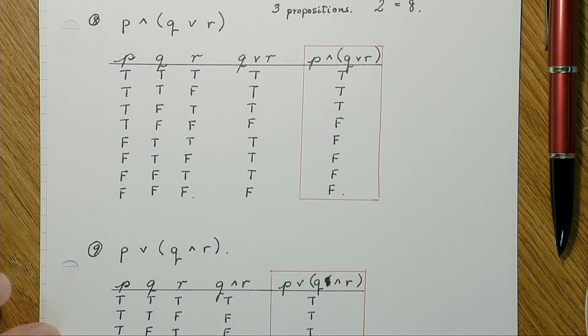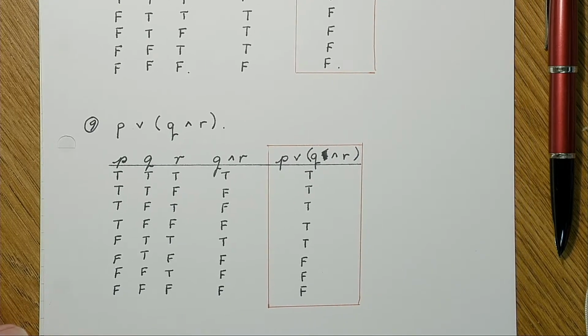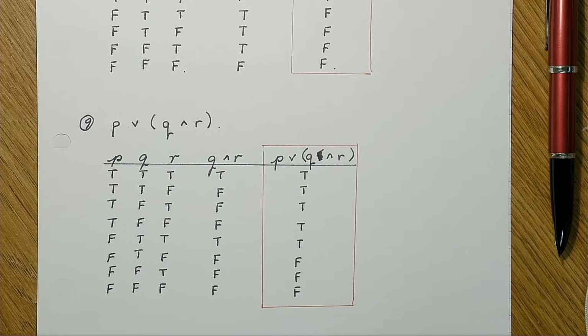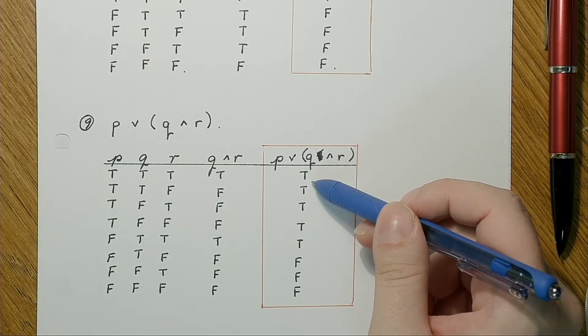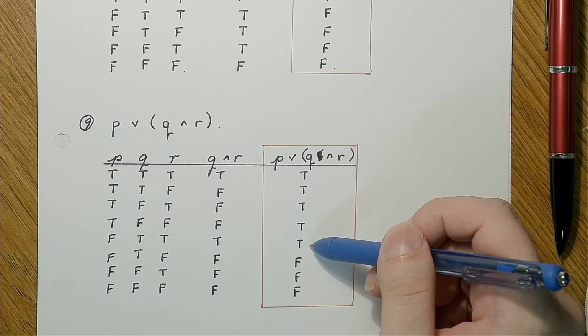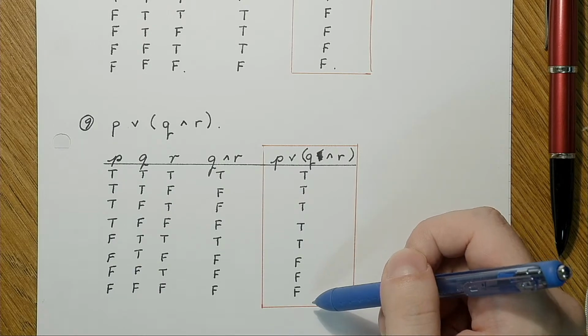Okay, so this is the answer that I got. Basically, if you want to do a quick check, assuming that you've done your P, Q, and R the same way that I did it with the 4, 2, and 1 alternating, you should have got 5 truths, and then the last 3 are falses.